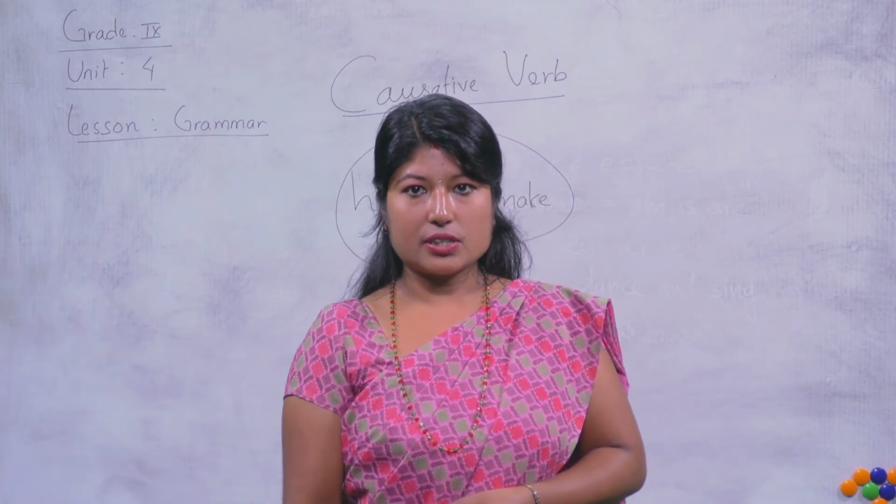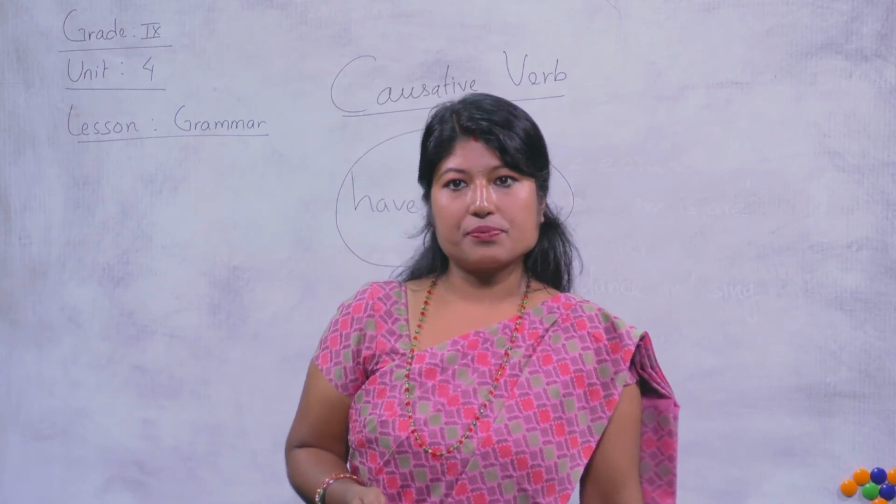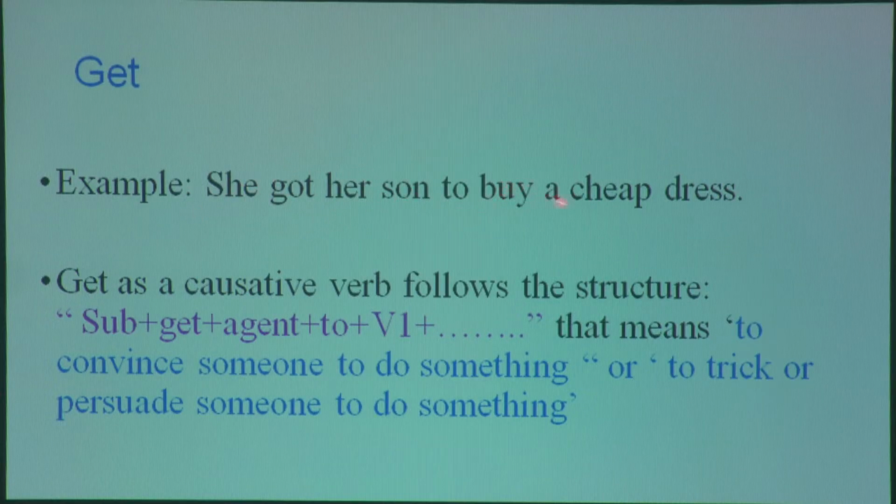Next, get. Example: she got her son to buy a cheap dress. Let's analyze the structure. Get as a causative verb follows this structure: subject, she; causative verb get; and the agent, her son. Her son is the agent, followed by to plus verb 1. At that time we use to plus verb 1.